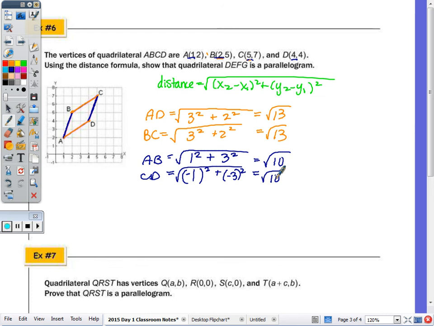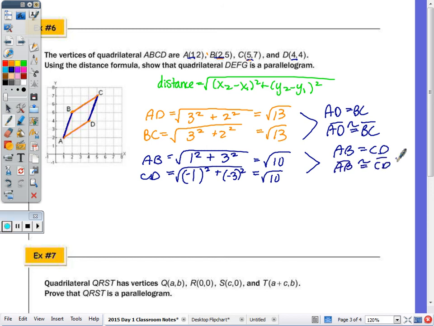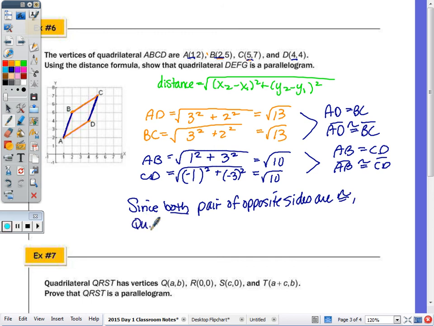Now, to not do as thorough of a response at the end, you could shorten it up and say here, if AD equals BC, that means AD is congruent to BC. And here, because length AB is equal to length CD, that means side AB is congruent to side CD. So just make some notes as you go along, and since, going back to the property, both pairs of opposite sides are congruent, quadrilateral ABCD is a parallelogram.